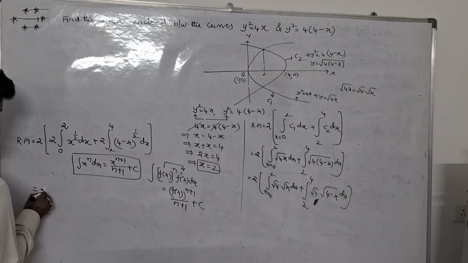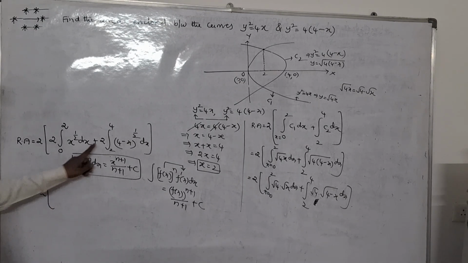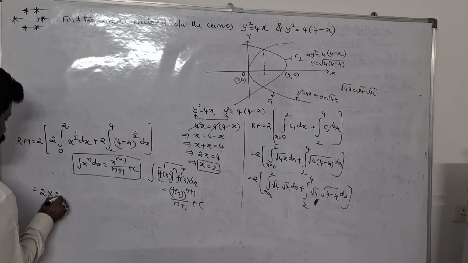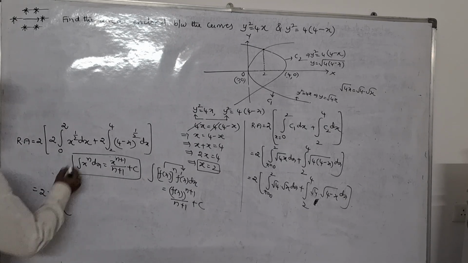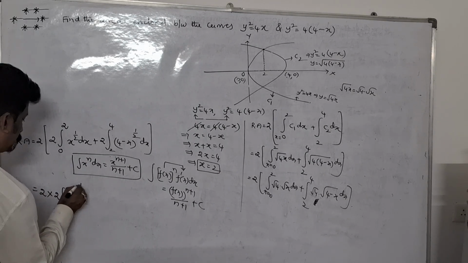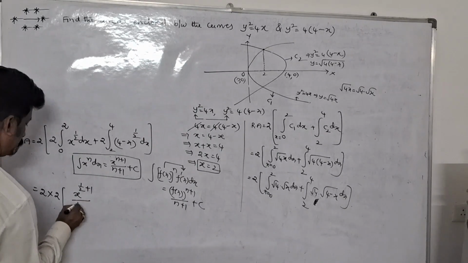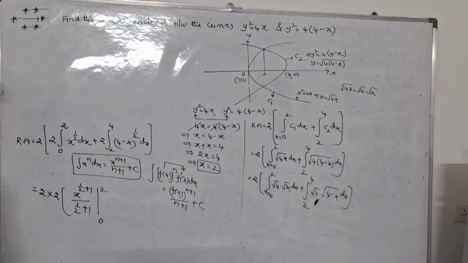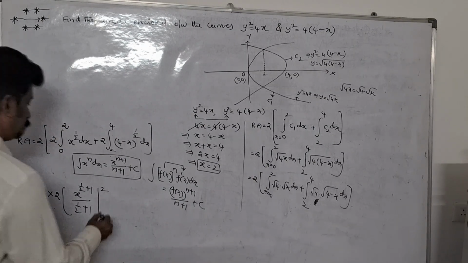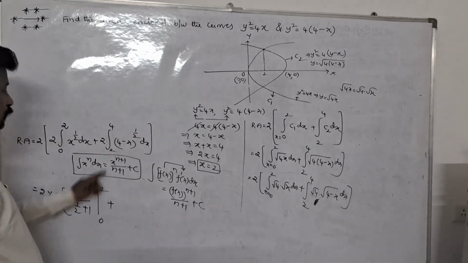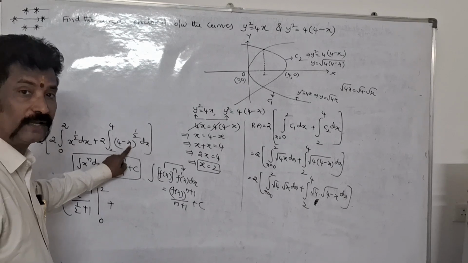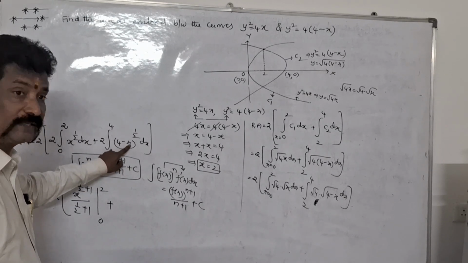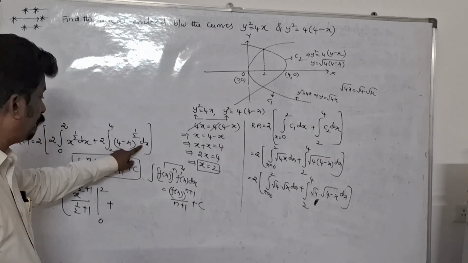So this is equal to 2 into, right. Here taking 2 common totally. So this implies 2 into 2 into, right. Now applying the formula x power 1 by 2 plus 1 by 1 by 2 plus 1, limits are 0 to 2. Okay, right. Now what about this one? What is the derivative of 4 minus x? Derivative of 4 is 0. Derivative of minus x is minus 1. But minus is not there.